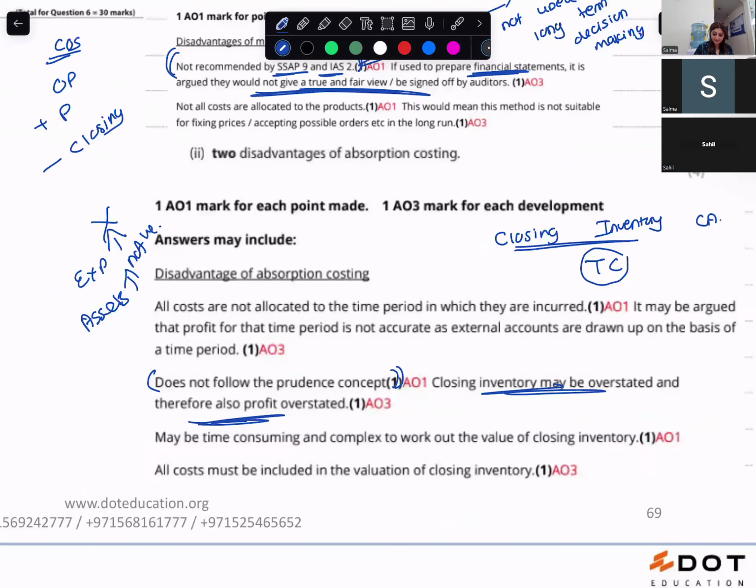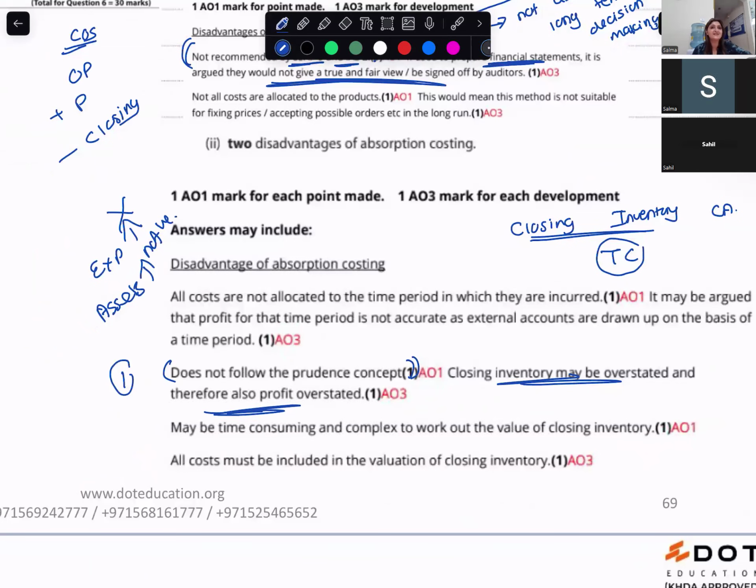Are you with me? Yes. So one disadvantage of absorption costing: it does not follow the prudence concept. Can you please say it? Does not follow the prudence concept because the closing inventory may be overstated and therefore the profit will also be overstated. Can you say it in proper English which is audible and can be understood by others if they listen to you? Does not follow the prudence concept, and the closing inventory may be overstated and therefore the profit will also be overstated.